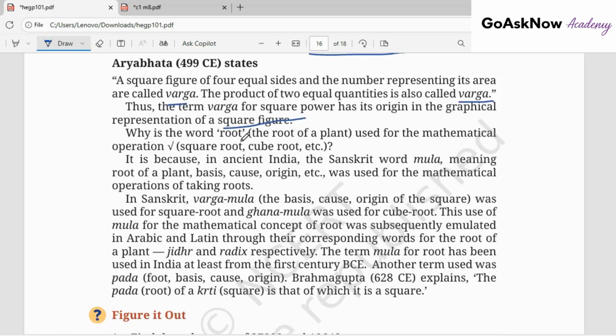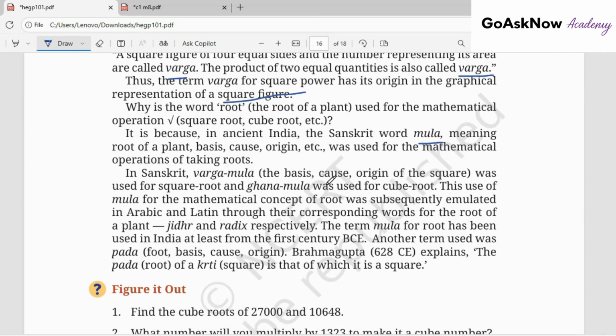Why is the word root, the root of a plant, used for mathematical operations, square root, cube root, etc.? It is because in ancient India, the Sanskrit word mula, meaning the root of a plant, basis, cause, and origin, etc., was used for the mathematical operations of taking roots.